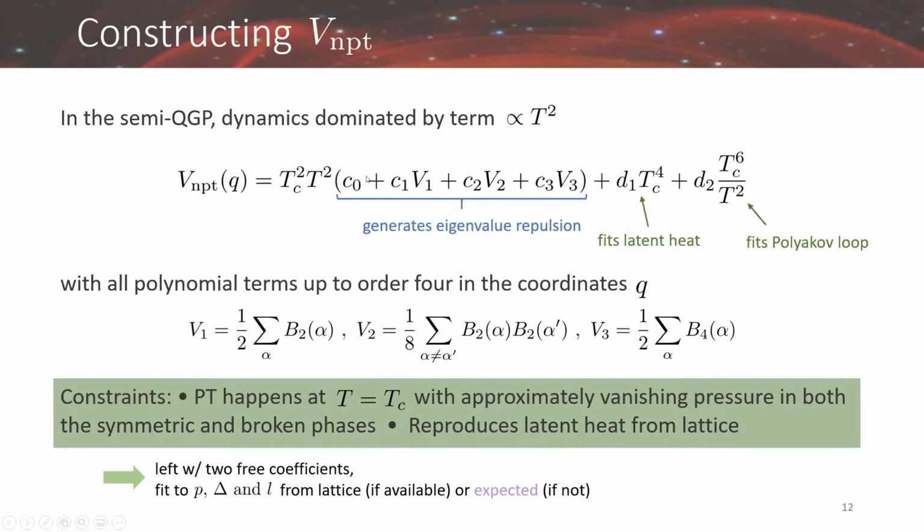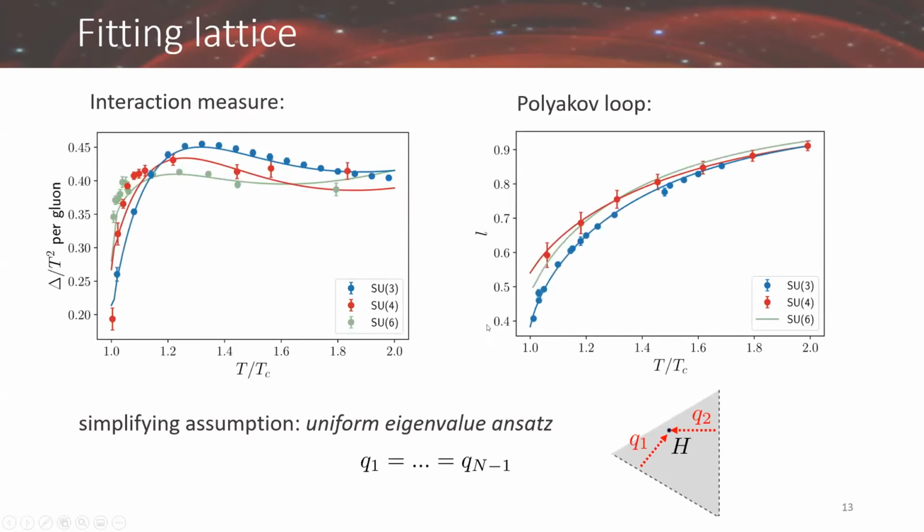Once we apply this, these 6 coefficients go down to 2. And we use that to fit the curves that I showed before, either to lattice or to these expected purple regions. All right, this is the result of the fit for the interaction measure, for SU(3), SU(4), and SU(6), and also for the Polyakov loop.